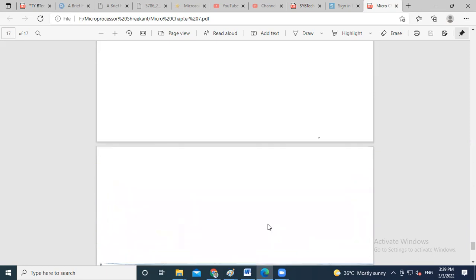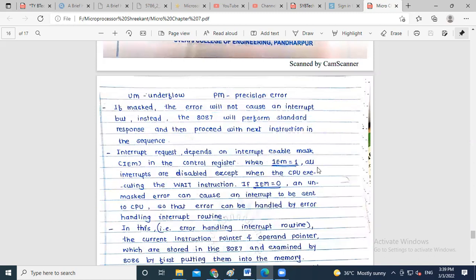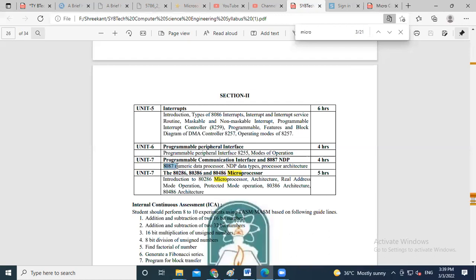Okay, so this is all as per the syllabus in unit number 7, just to study the features of the 8087 NDP, that is numeric data processor, and its architecture. You have to explain that architecture with the block diagram. You have to explain only two topics. Actually 4 hours is not needed for this, only two topics: 1 hour for the numeric data processor and 1 hour for the block diagram. That you have to study. Okay, so this is for your unit number 7.